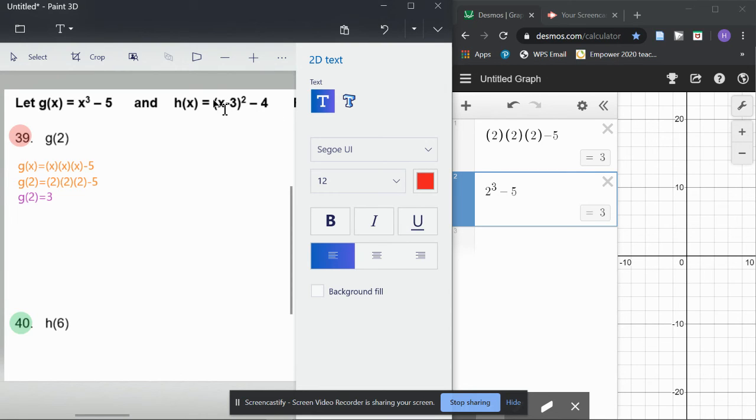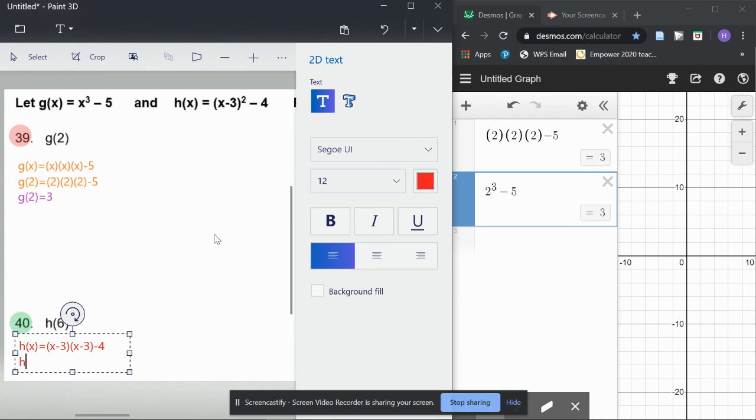Since this whole thing is squared, that is the same thing as h of x equals x minus 3, and then we multiply it by itself once. That's what squaring something is. And again, I just have to do that because my typing on this thing doesn't let me write something squared. So write it whatever way makes it easier for you.